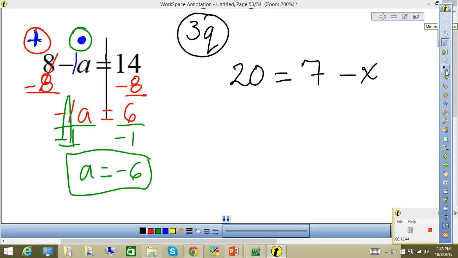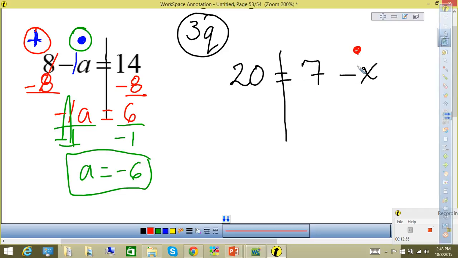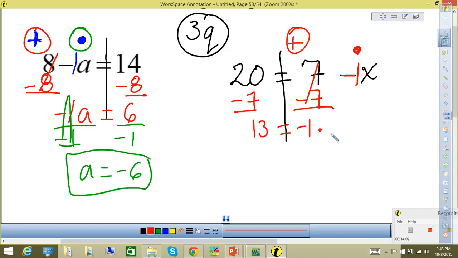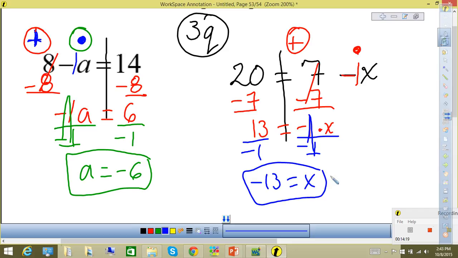Okay, let's see what we got. Line down the equal sign. What operations do I have? Multiplication, because there's an invisible 1 here, negative 1. And this one is addition, so I'm going to start here. Subtract 7, subtract 7. 13 equals negative 1 times x, or negative 1x. And from there we divide by negative 1. Negative 13 equals x. Hands if you got that. Okay? We got this, right?